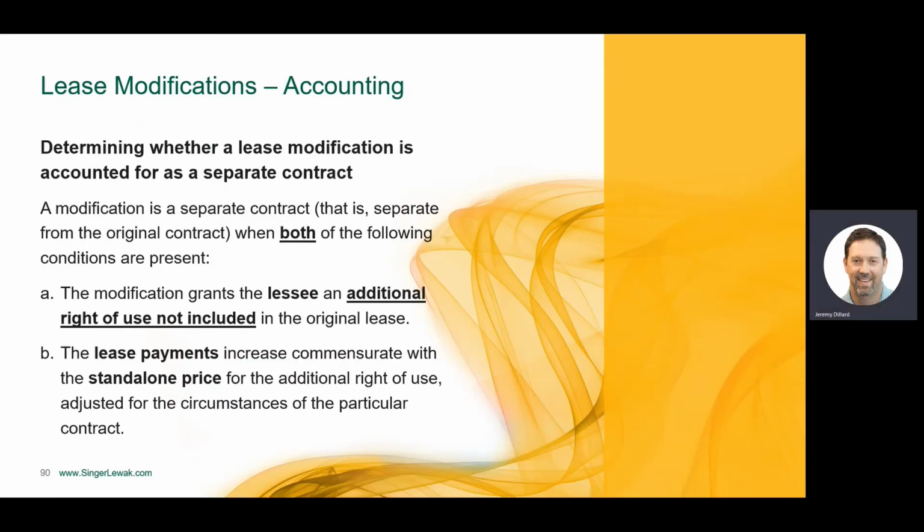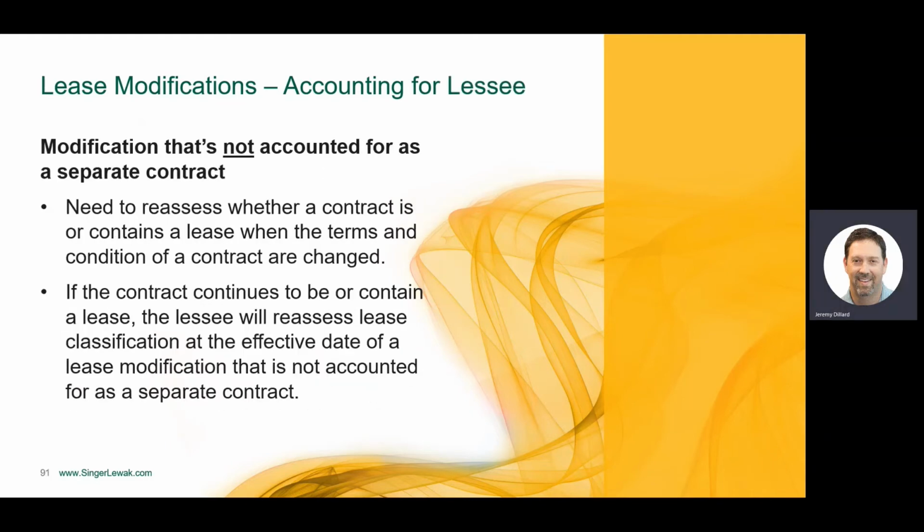When going through lease modifications, you'll need to determine if the lease modification should be accounted for as a separate contract. This happens when the modification grants the lessee a new right that was not in the original lease agreement, and there's an incremental increase in lease payments that's commensurate with that new right. If the modification does not meet both of those previous criteria, then the modification is not accounted for as a separate contract. That means reassessing whether there's still a lease. If so, the lessee needs to reassess the lease classification at the modification date.